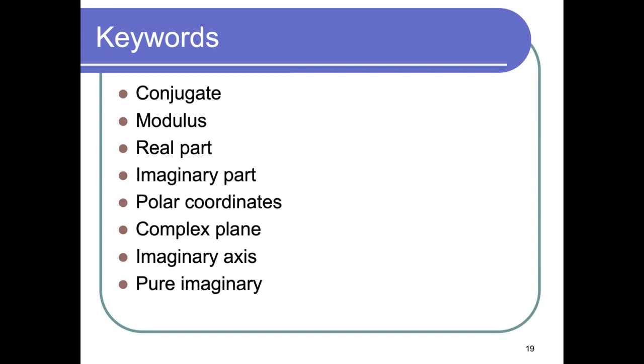But there are some terminologies or keywords that we know. For example, the conjugate, the modulus or the magnitude, the real part, imaginary part, polar coordinates, complex plane, imaginary axis, pure imaginary. If you don't know any of these words, please let me know so I can explain it. Otherwise, I will assume that you know it.